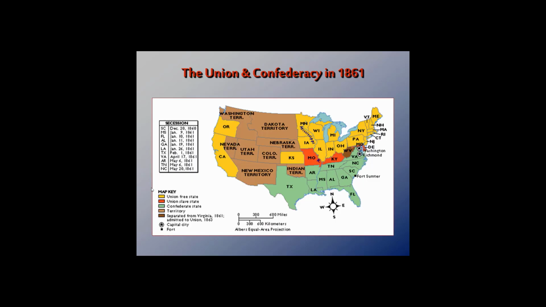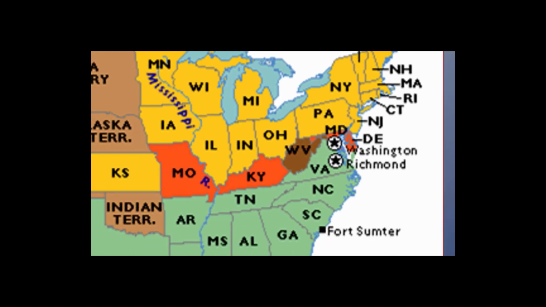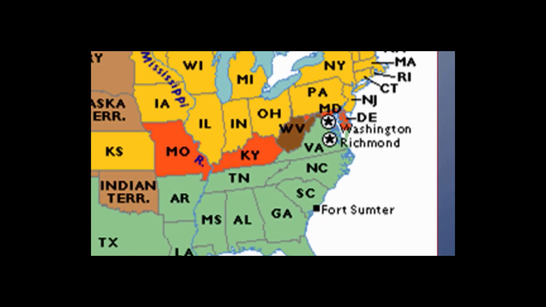So just to give you an overview of who is who at this point in 1861, the northern states, meaning the free states, you see up here in the golden color. Now remember, there were 4 slave states in the upper South that never left the Union: Missouri, Kentucky, Maryland, and Delaware.